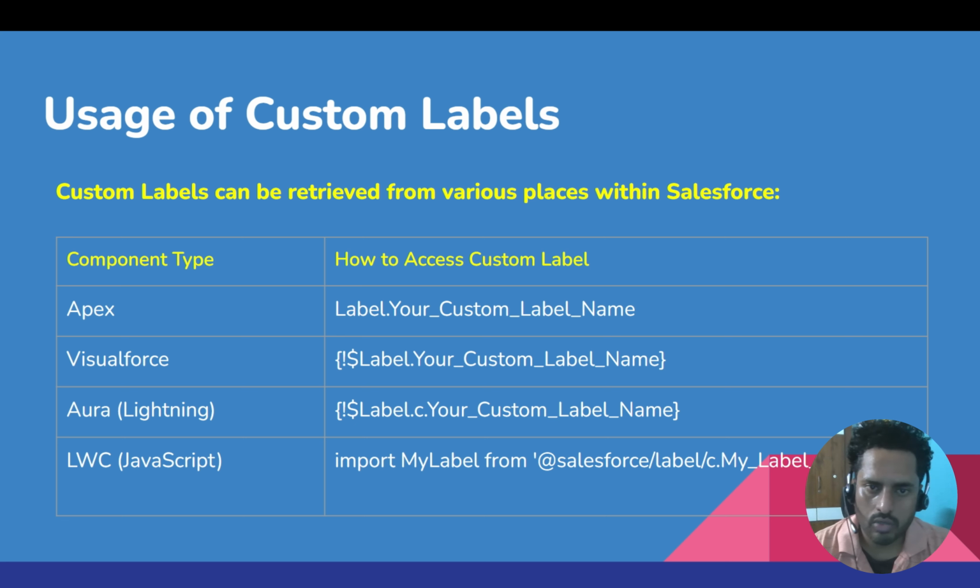Now, the usage of custom labels. As we discussed, the custom labels can be used from Apex, can be retrieved from Visualforce, can be accessed from Aura, or can also be accessed from LWCs. These are the different syntaxes that we have to use in order to access the custom labels. In LWC, we need to import the custom labels in our JS file before we use those labels.